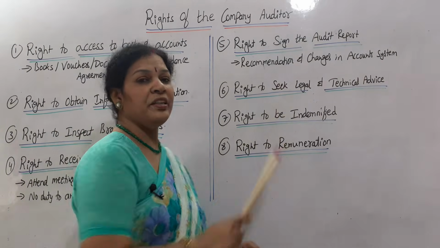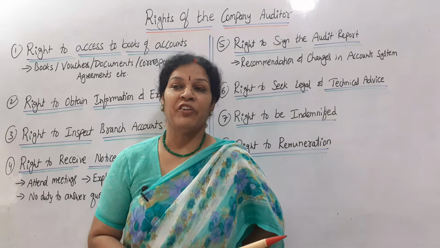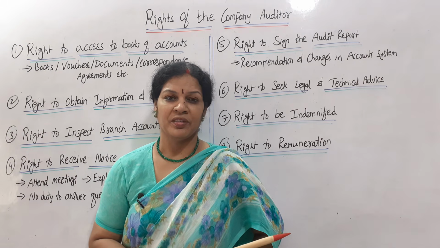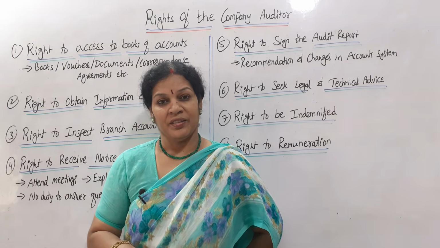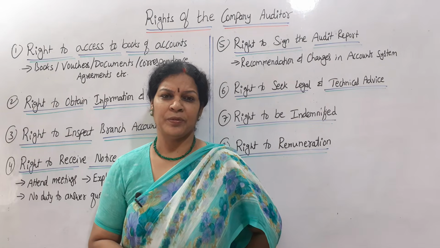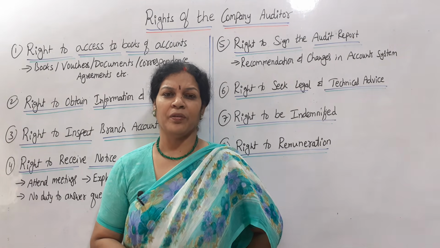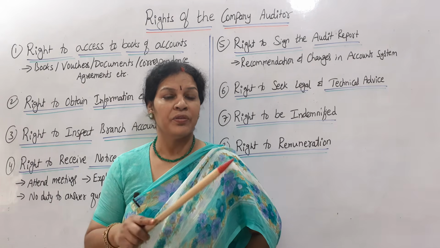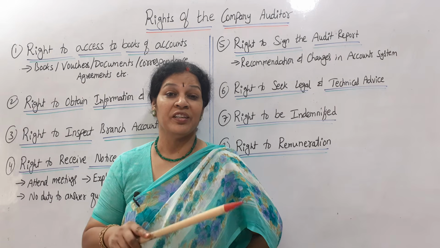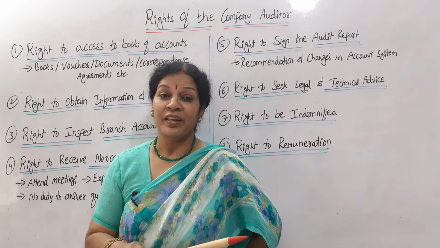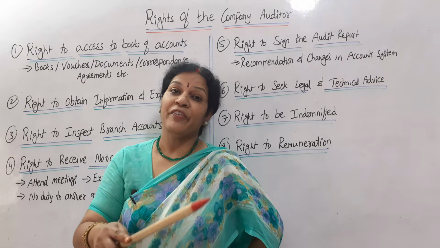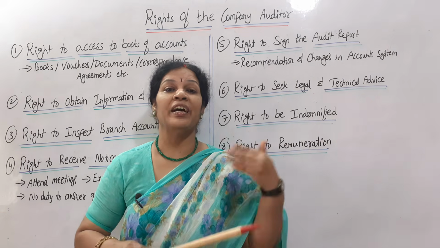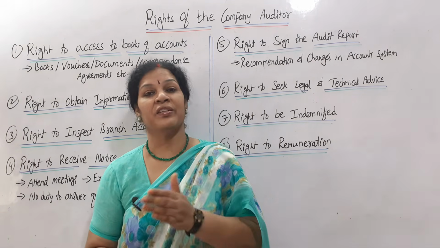Next one is the right to be indemnified. Right to be indemnified means that the auditor has the same rights and duties just like employees. Through the auditor, if the company gets any kind of loss, or because of the actions or activities of the auditor, if the company incurs any kind of loss, then the auditor can be indemnified for that loss. Means the auditor is responsible for that loss. He has to cover up that loss. That is what we are saying in this point.